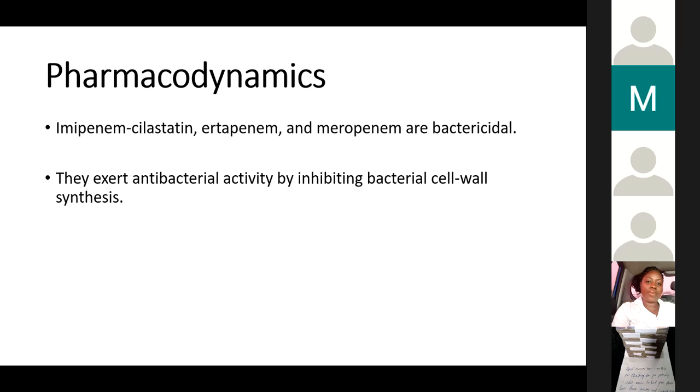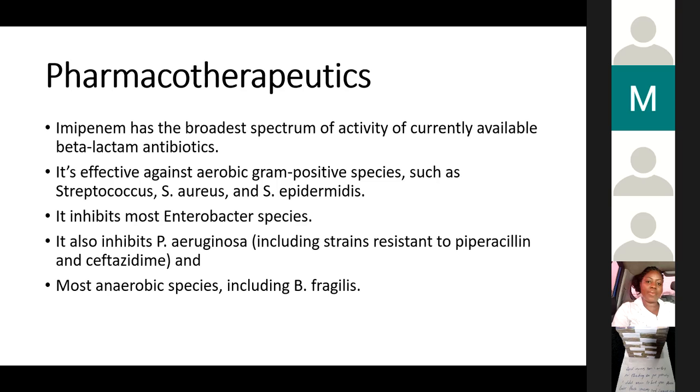The mechanism of action: they are bactericidal, so they kill the bacteria, and they do this by inhibiting the bacterial cell wall synthesis. If you look at all of them, imipenem has a broader spectrum of activity. It's effective against aerobic gram-positive species like Streptococcus, Staph aureus, Staph epidermidis, and then Enterobacter, Pseudomonas aeruginosa. If you remember, I was saying that these are hospital-acquired, life-threatening infections, and Pseudomonas is key in this group.